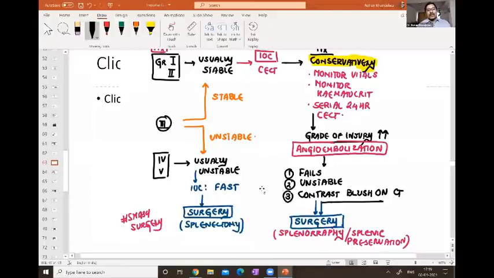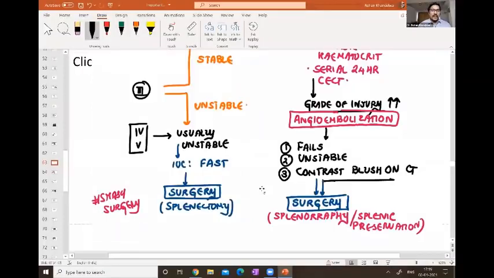But if you're doing surgery for a grade 1, grade 2 injury, we do splenic preservation surgery. For grade 4, grade 5, we will do splenectomy. We remove the entire spleen.